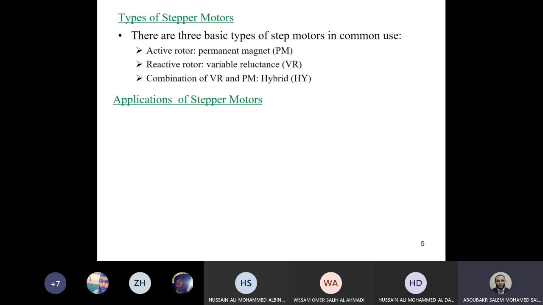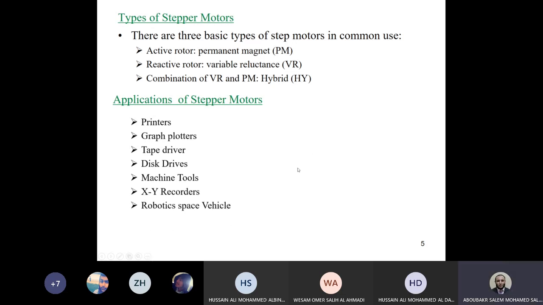Right. What are the applications of stepper motors? Applications like printers, graph plotters, tape drivers, disk drivers of computers, machine tools, XY recorders, robotics, and electric watches. So these are the main applications of the stepper motors.